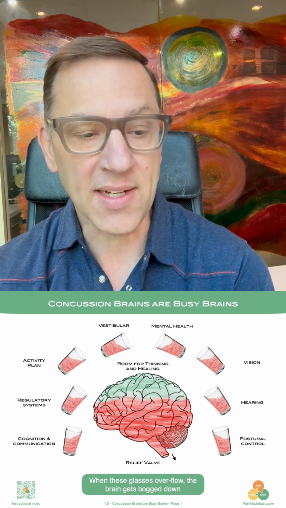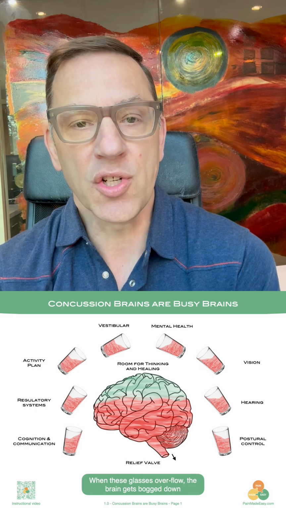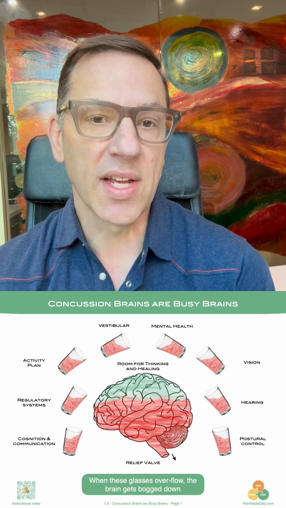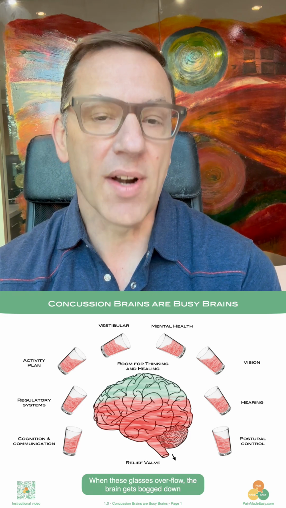Let's go straight up to the next glass that says regulatory systems. For the most part, for right now, we can consider this within the concussion realm to be an indication of your sleep. Your sleep has a pattern. It reacts to the things we do, the things we ingest, the buildup of a chemical called serotonin, and our circadian rhythm. So regulatory systems is your sleep pattern for now.